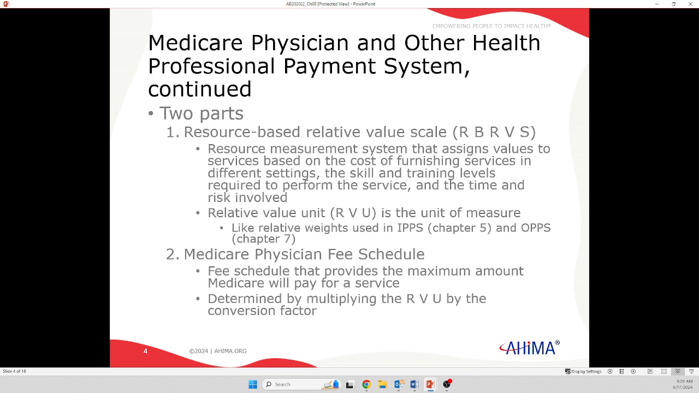And this is just like what we talked about in Chapter 5 with the inpatient and Chapter 7 with our outpatient. Each service gets that RVU, and then it uses a conversion factor to come up with a payment. And it allows for comparison of labor, skills, supplies, cost, and all of that.